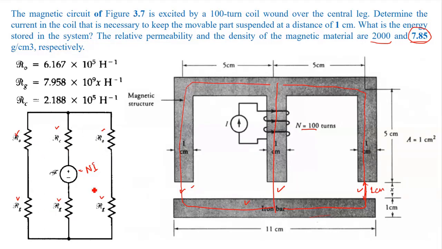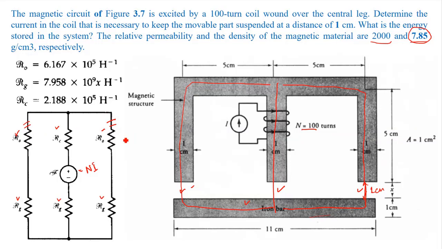Now from this equivalent circuit, can we find the net reluctance so that we can find the inductance of this whole magnetic circuit? So now the equivalent reluctance we can see here. These are in series, so I can add them together. And these two are in parallel. This one and this one, they are in parallel.